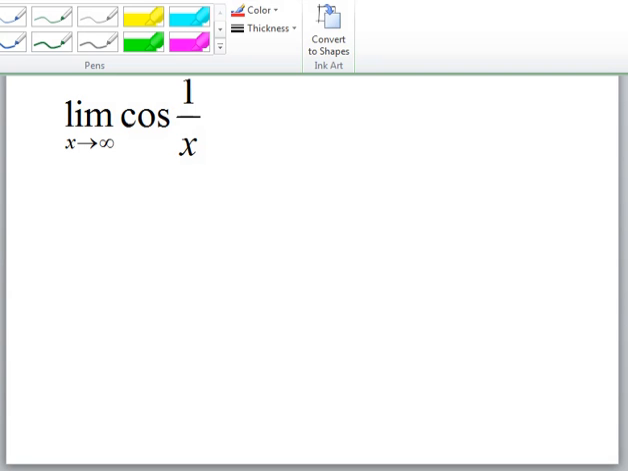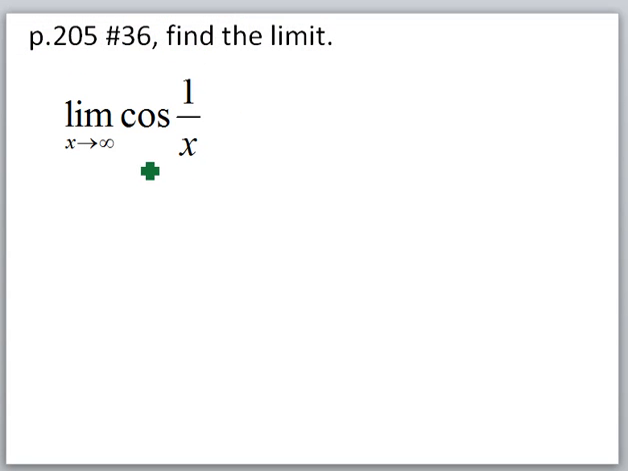This last example then, it has a trig function in it. Please don't overcomplicate this. Just think about what it means to approach infinity here. And so what we would really have is we'd have the cosine of, if we're approaching infinity, 1 divided by a really, really big number, which is going to 0. And then I know that the cosine of 0 is actually equal to 1. So I'll have my answer rather quickly.